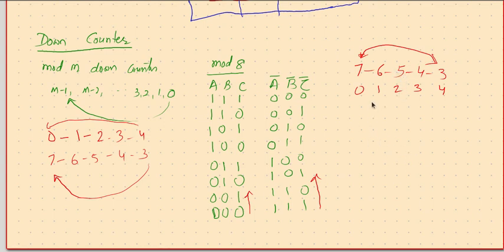So how can it be done? Yes, of course, use the preset operation. Whenever you reach a 7, don't allow it to go to 0, make it go to 3. Make it go to 3 through preset. So 3 means 0, 1, 1. Only B and C should be preset and A should be cleared.